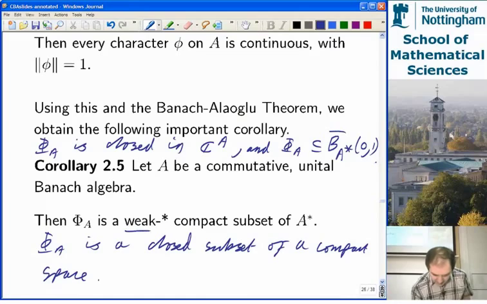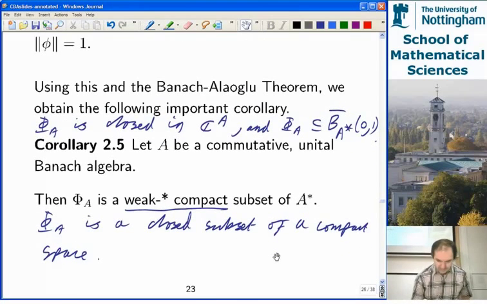Because you're using the weak star topology, not the norm topology here. And that is the topology you usually use on the space when you're studying Banach algebras. It's called the Gelfand topology, and that's the one that's most useful when you're working with the character space. Any questions about what we've proved so far today?